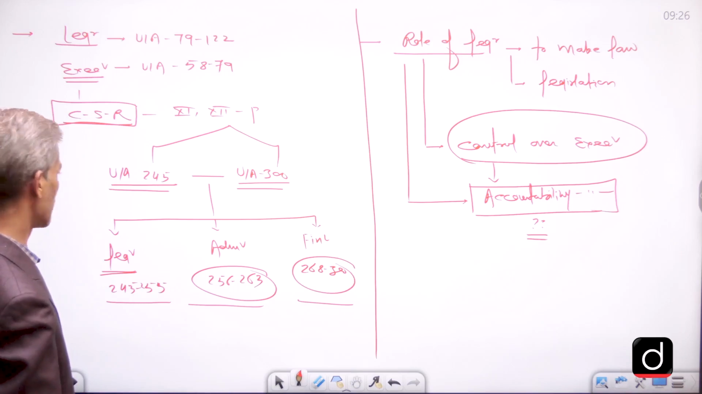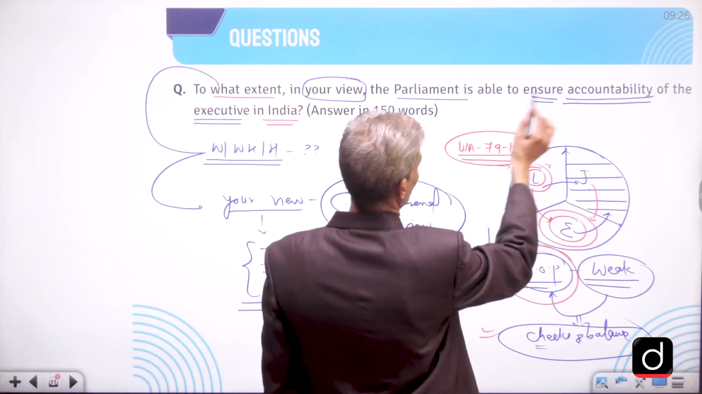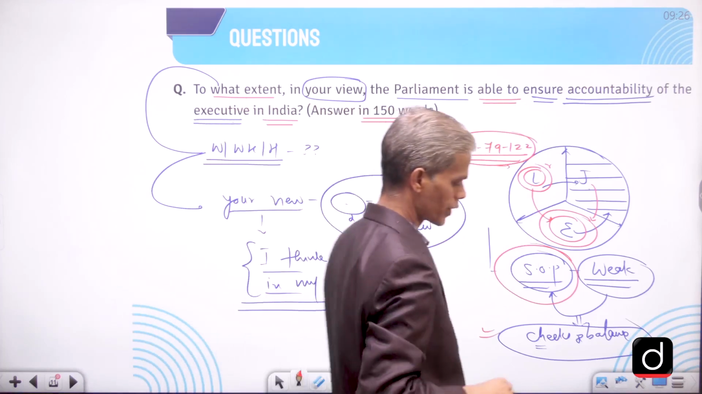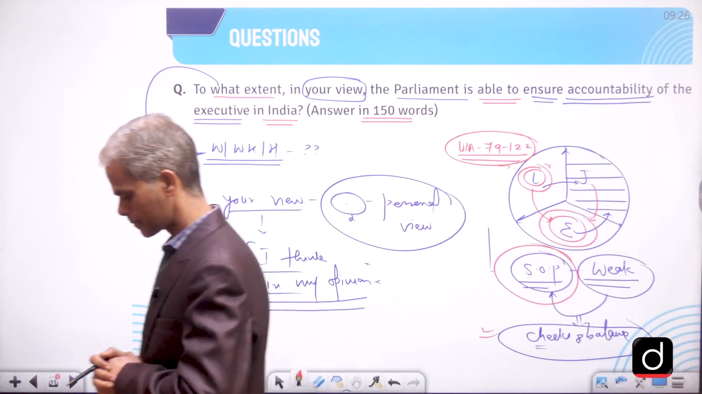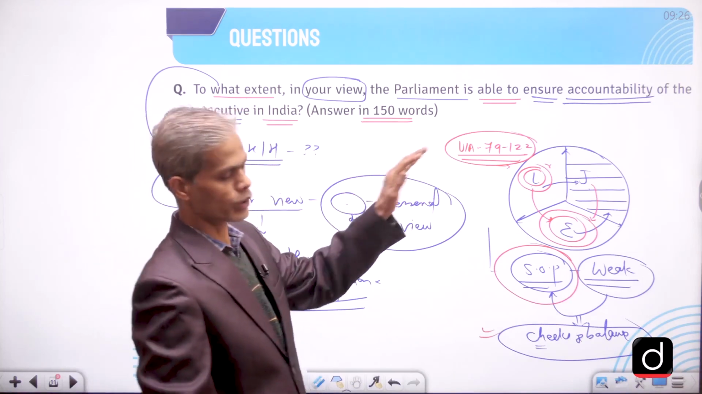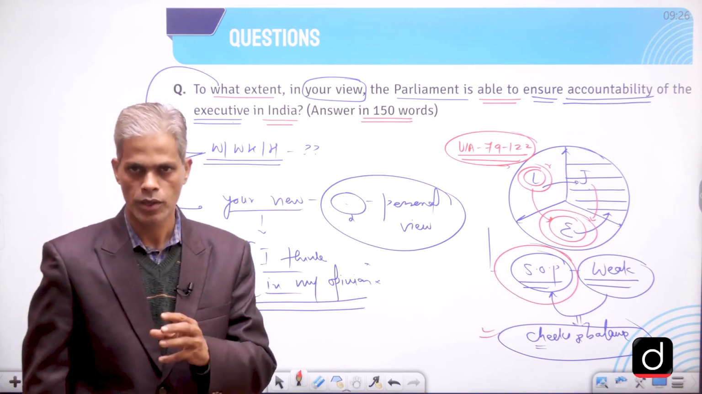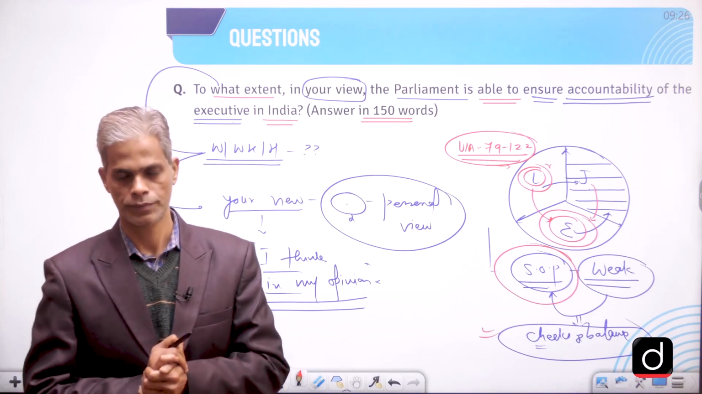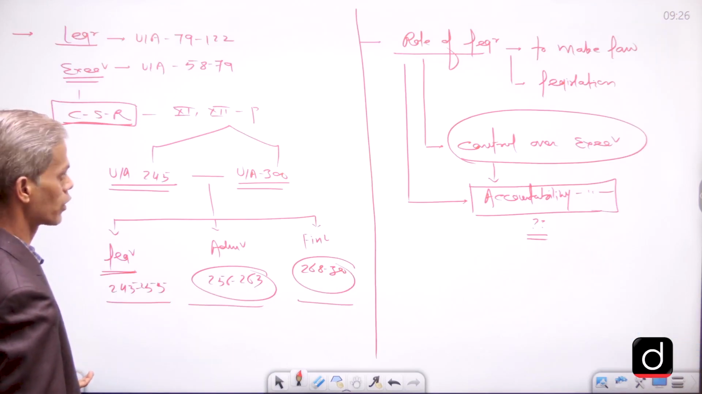or we can say here, to what extent parliament is able to ensure the accountability of the executive in India. So first two paragraphs you can devote to the instruments of accountability. But the main part is to what extent the parliament is able to ensure. That means we have to talk about certain loopholes also, obstacles also, because of which the parliament is unable to exercise the control.